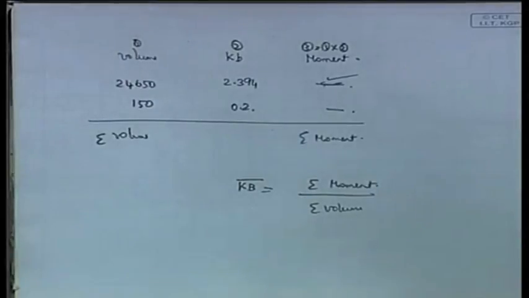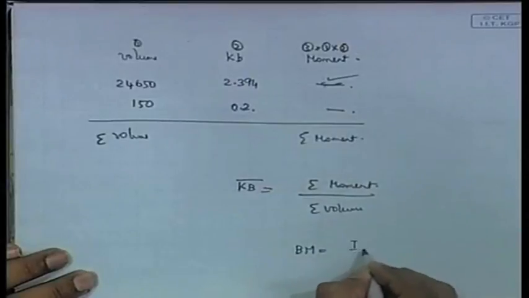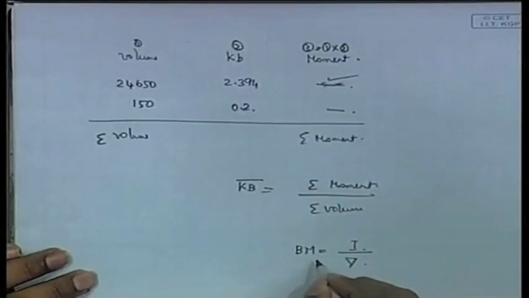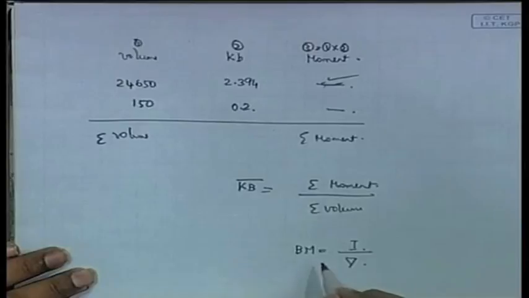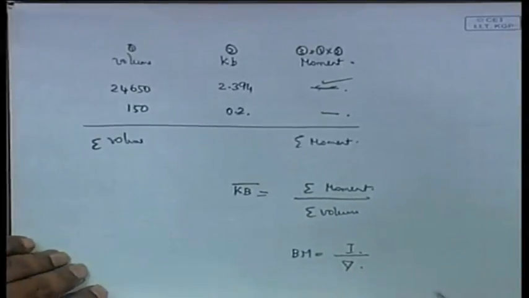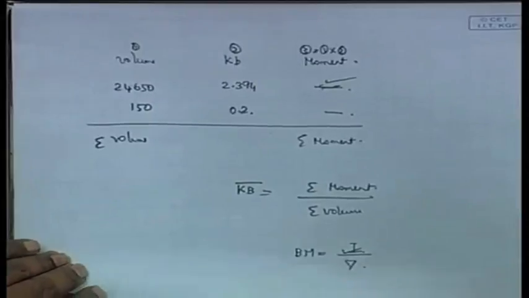Now how do you find the moment of inertia? Now we need to find BM. This is another problem only. It's a long, lengthy process. BM is equal to I by del. So we need to find I. Let's see how to find I.